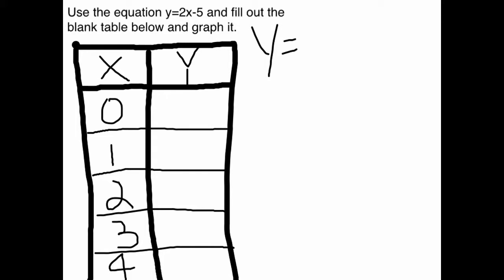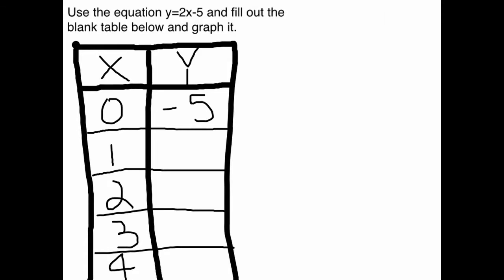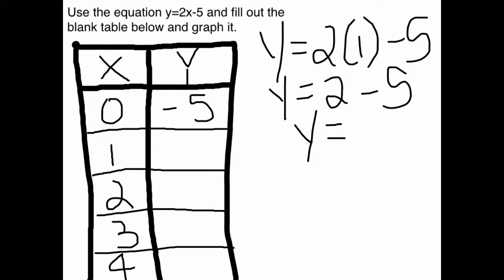Let's do 0 first. If I have y equals 2 times 0 minus 5, well, 2 times 0 is going to leave me with 0, so y is going to equal negative 5. I just plug negative 5 into our table. Now, let's plug in 1 into our equation. So I have y equals 2 times 1 minus 5. Well, 2 times 1 is going to leave me with 2 minus 5, so y in this case equals negative 3. And again, I just plug that into my table.